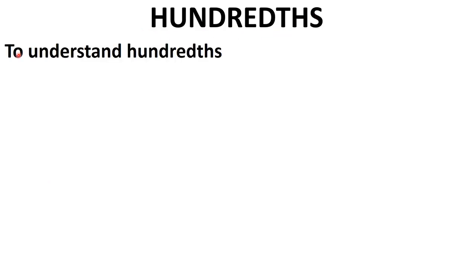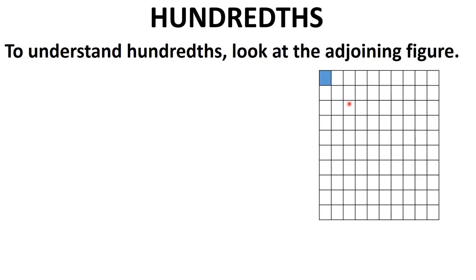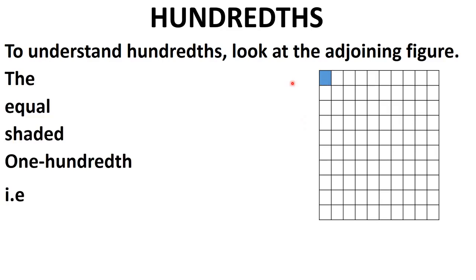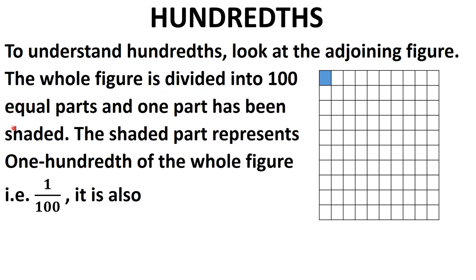Now see the hundredth place. Understand now the concept of hundredth. To understand hundredth, look at the adjoining figure. This is the figure. This whole is divided into 100 parts. And out of these 100 parts, how many parts are shaded? Yes, 1. So the whole figure is divided into 100 equal parts, and 1 part has been shaded.